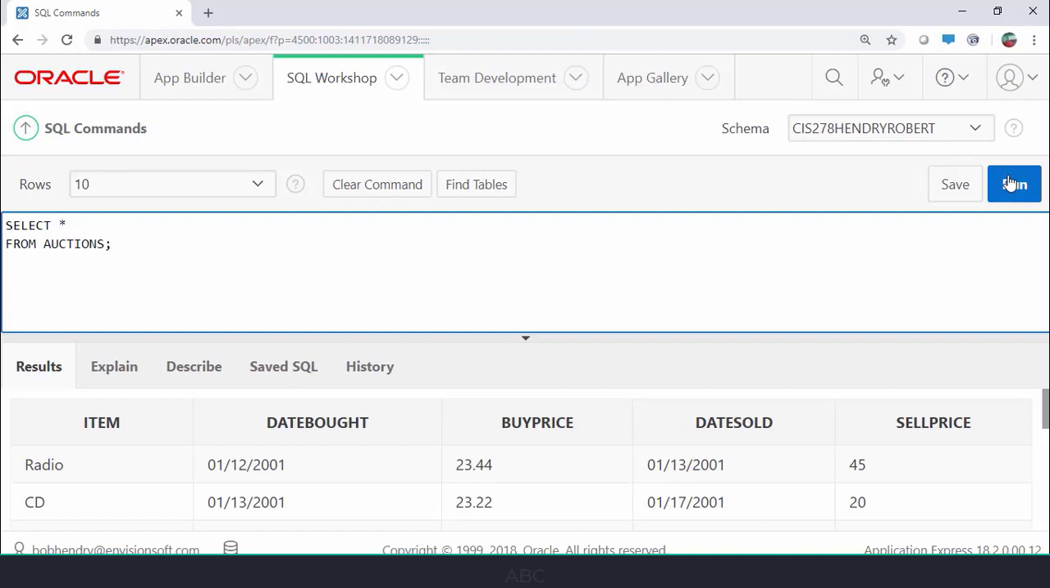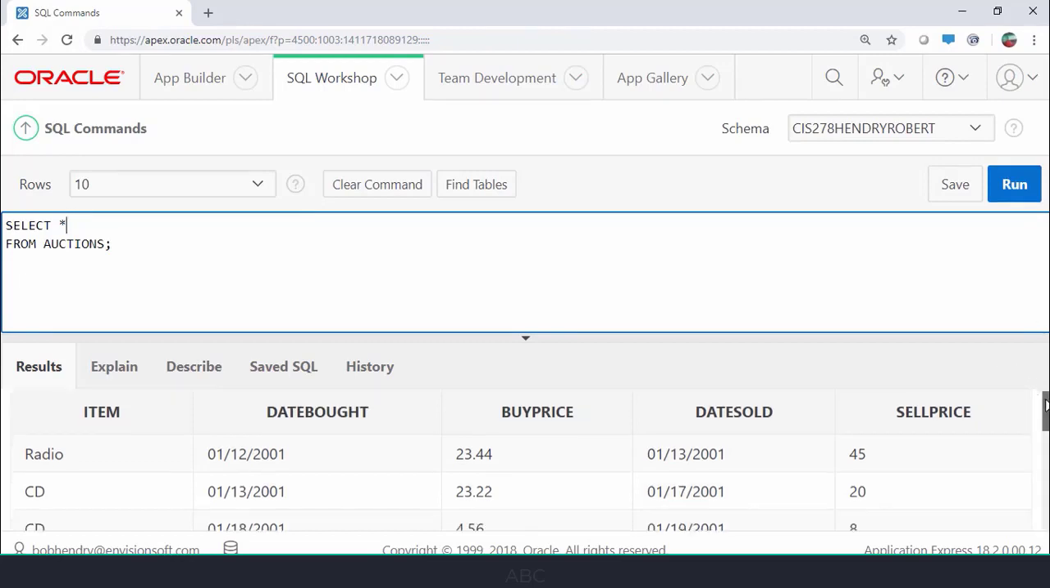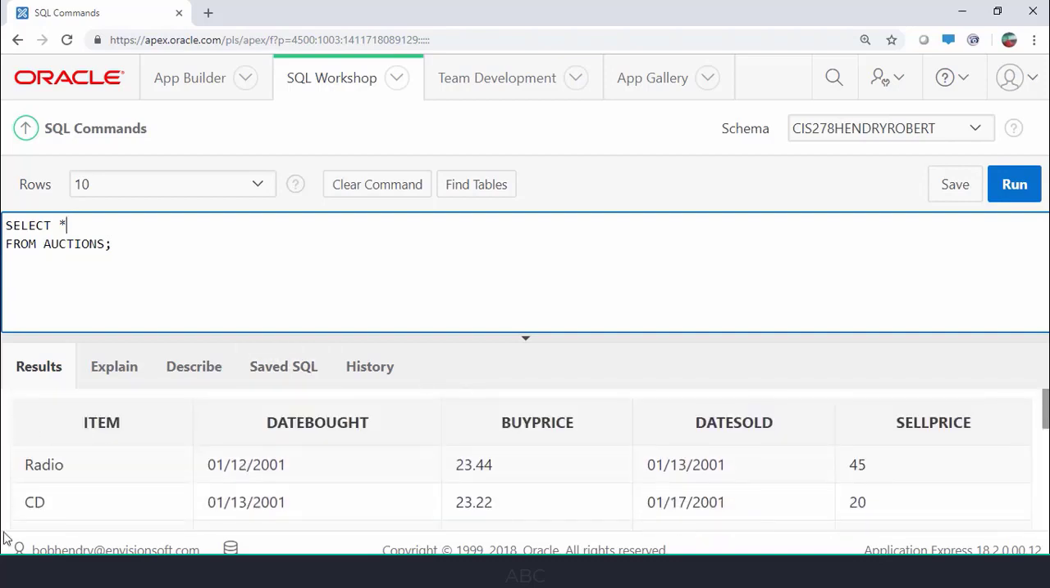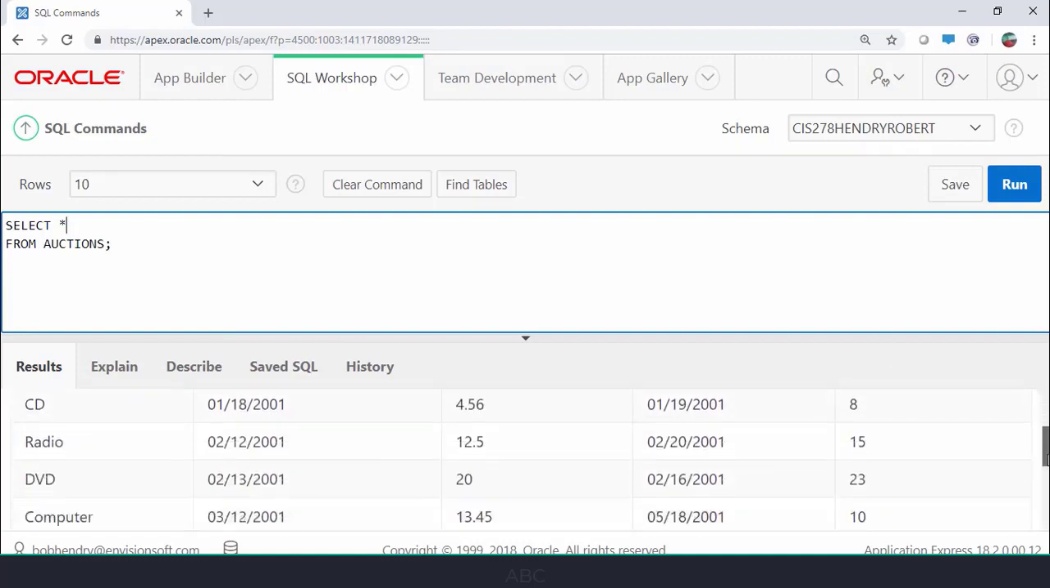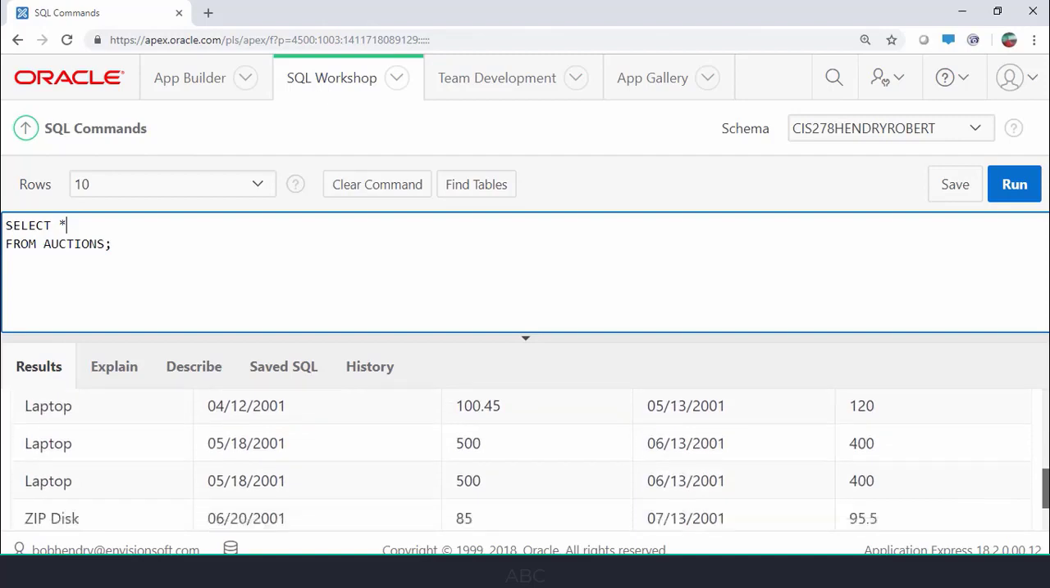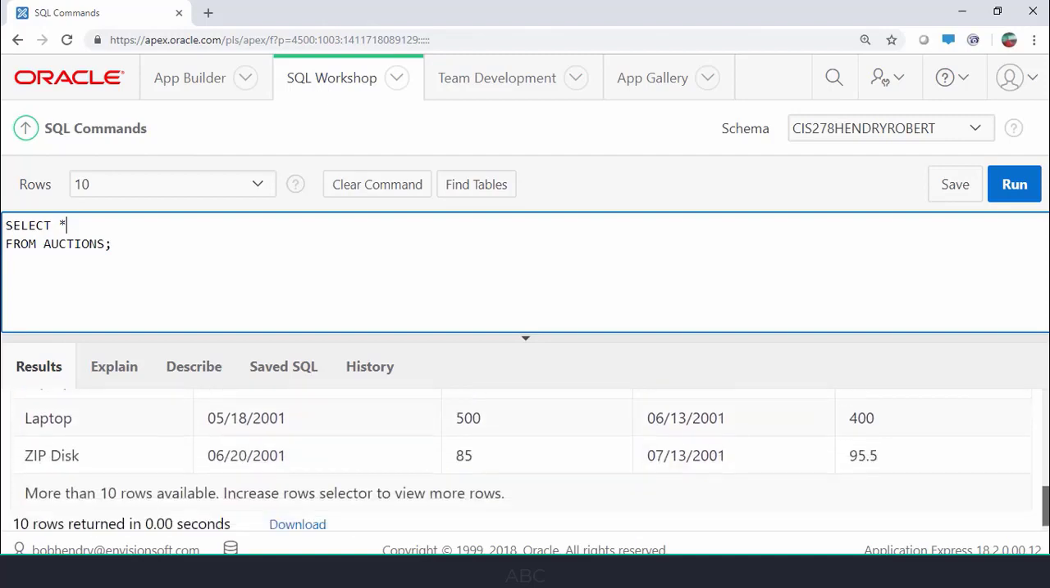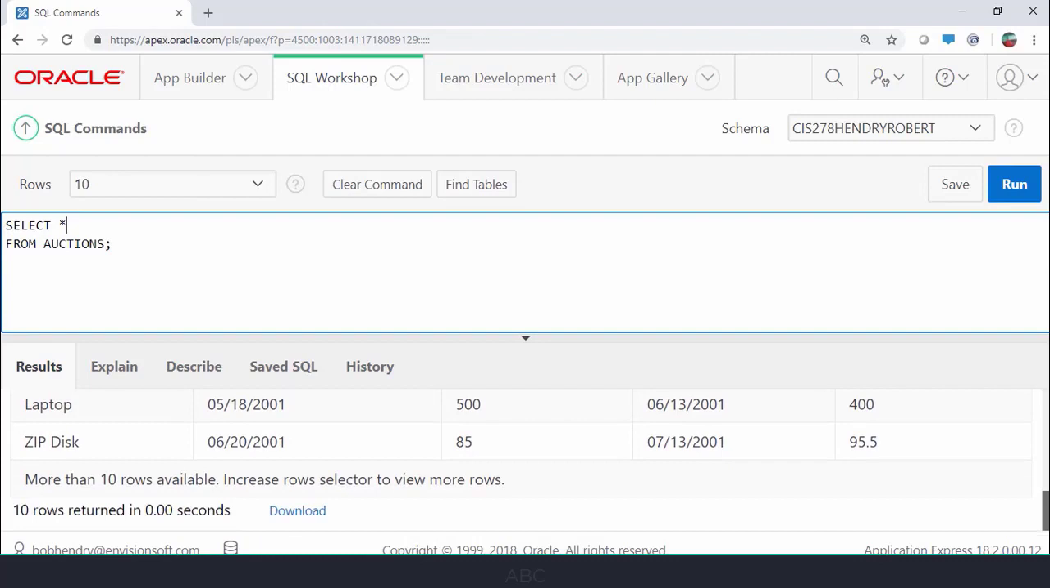All right, anyway, distinct will show me atomic values for a specific column. For example, notice our item column here, and we're looking at everything in our auctions table. We got radio, we got CD, we got radio, DVD, computer, laptop, zip disk. Remember them? Gosh. And whatever.